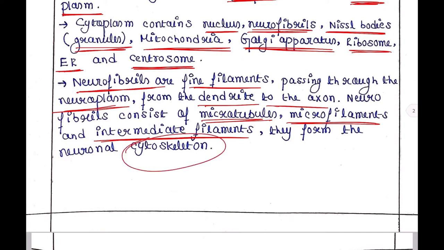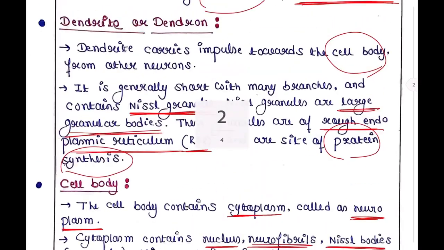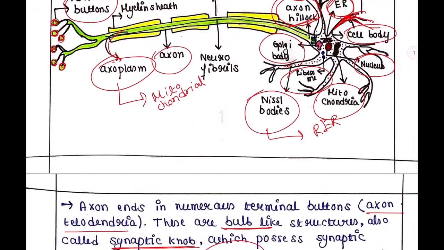So these neurofibrils are fine filaments and they form the neuronal cytoskeleton, and they are found in the cytoplasm of neuron, from the anterior part of the neuron to the posterior part of the neuron. So see here, these are neurofibrils, long thread-like structures are present here.